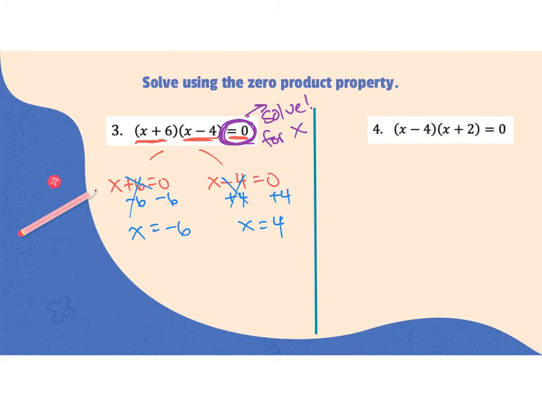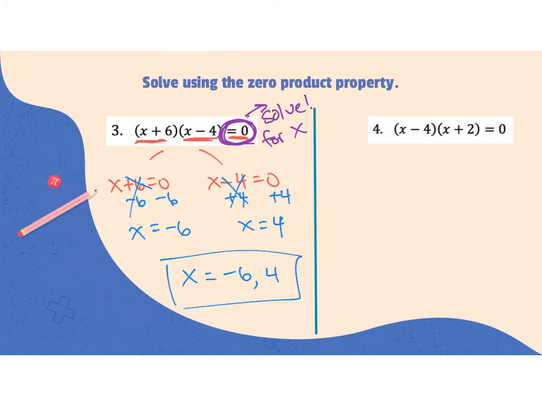So my two solutions, notice how I write this. I write them as x equals negative 6 comma 4. It's like making a list. It's like making a grocery list. You write something down, write a comma. Write it down, write your next thing down, write a comma, okay? You're separating out your solutions with a comma.